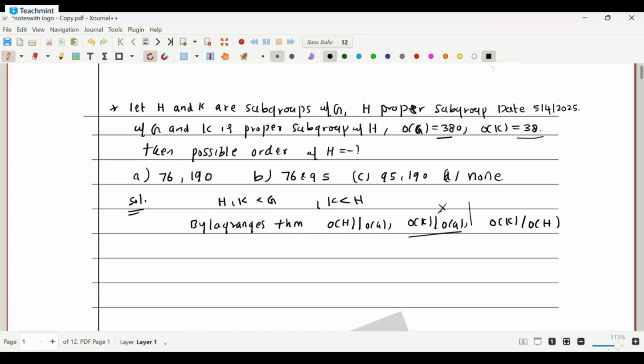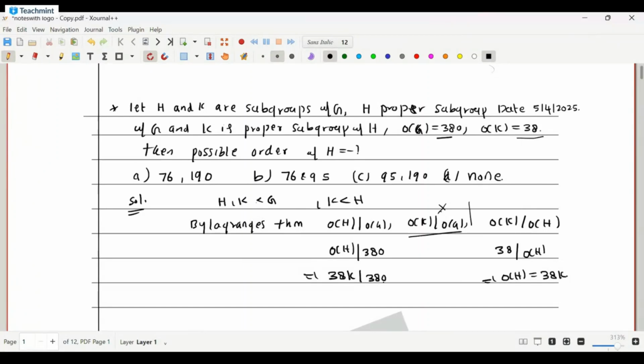So order of H divides order of G, that means order of H divides 380, and order of K divides order of H, with order of K equal to 38. From this we can conclude that order of H must be a multiple of 38, so 38 times some k. So if order of H is equal to 38k, then this 38k divides 380.